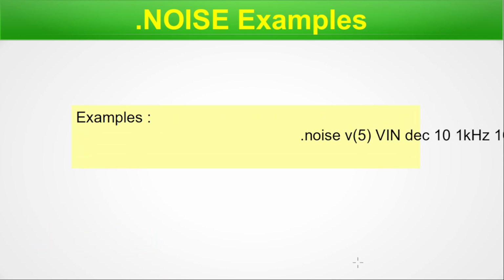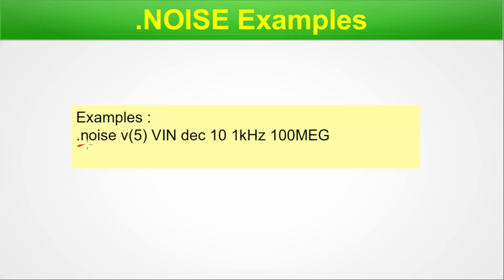So the first example here is this one. Here we have .noise, then we have V5, then Vin, then decade, and 10 is the number of points, then the starting frequency and ending frequency. So this is the first type, and you can see it's very similar to the AC, right? And here you can see these 2 voltages, V5 and Vin. These are the 2 things that you can relate with the noise command.